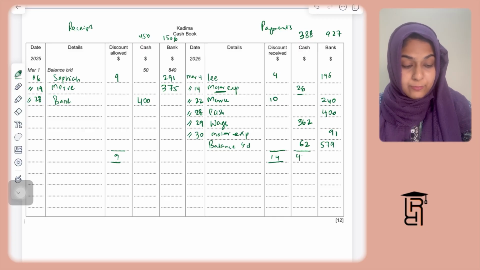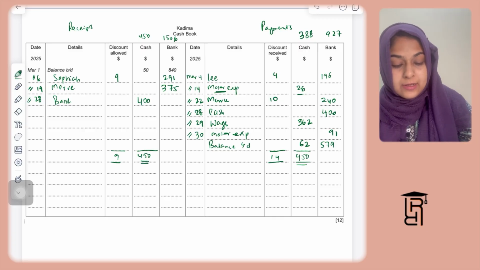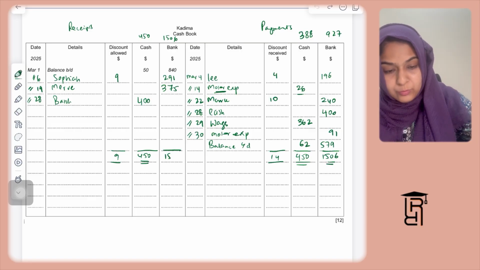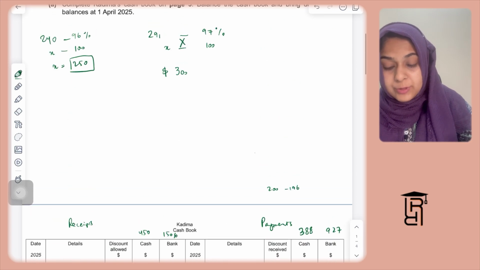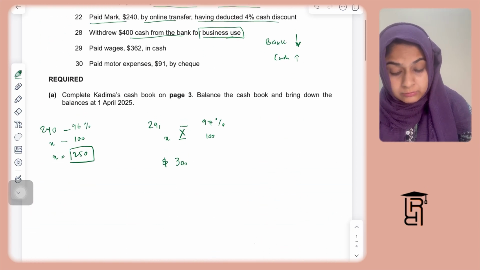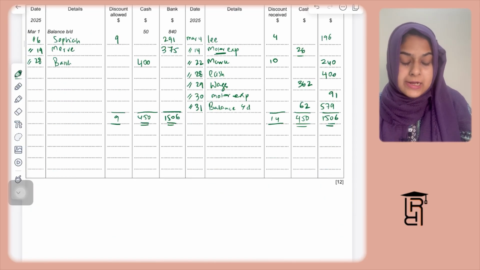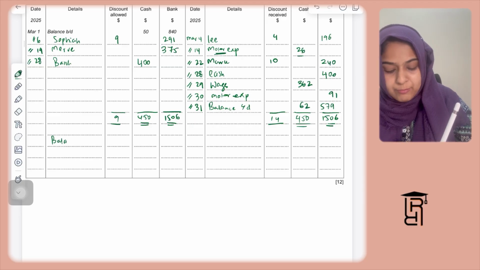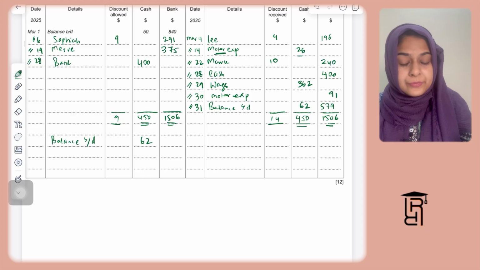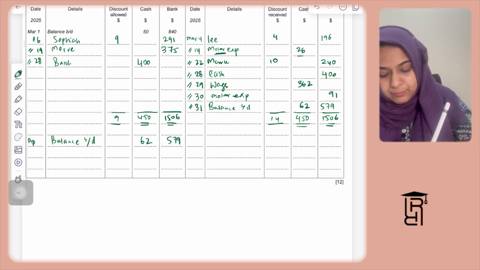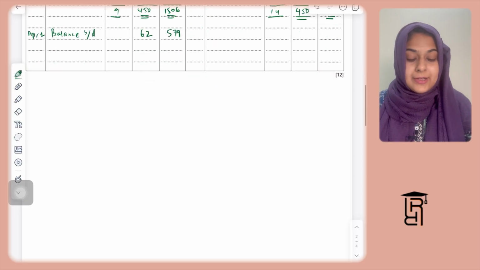This total will be 450 on both sides. This total will be 1506 on both sides. This balance carried down will become my balance brought down. So balance carried down will be on March 31, because March has 31 days, and my balance brought down will be the same. Balance carried down will be copied as balance brought down. So $62 for cash and 579 for bank, and this is going to be April 1. That's it for the cash book.